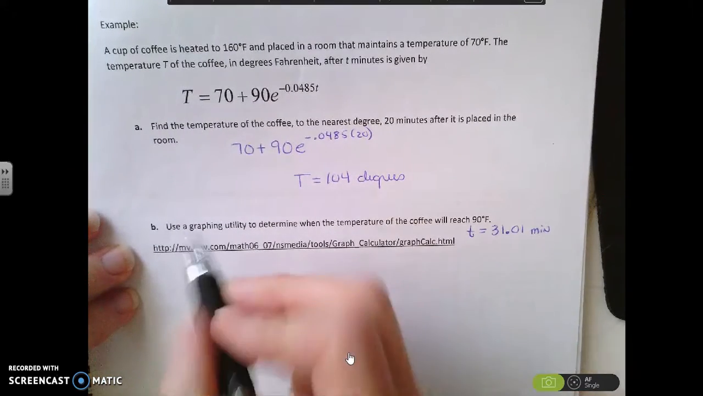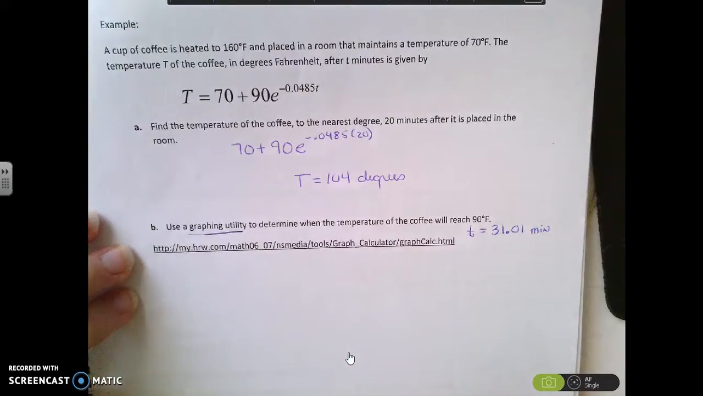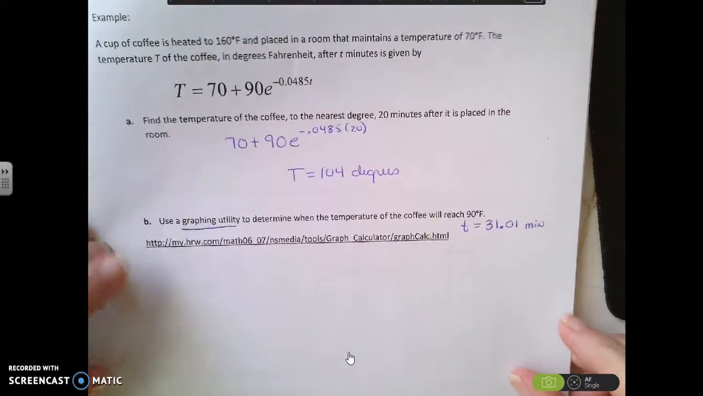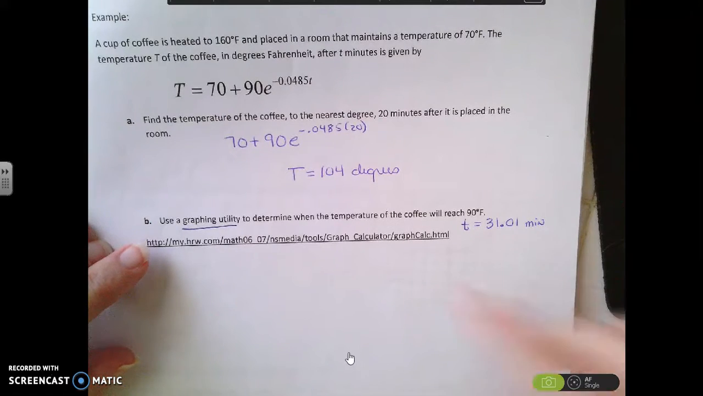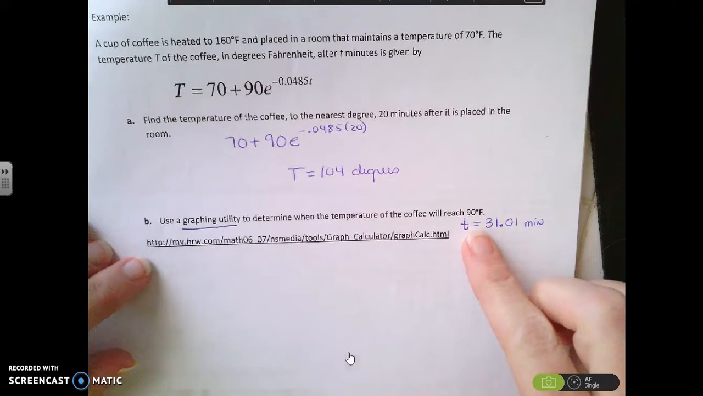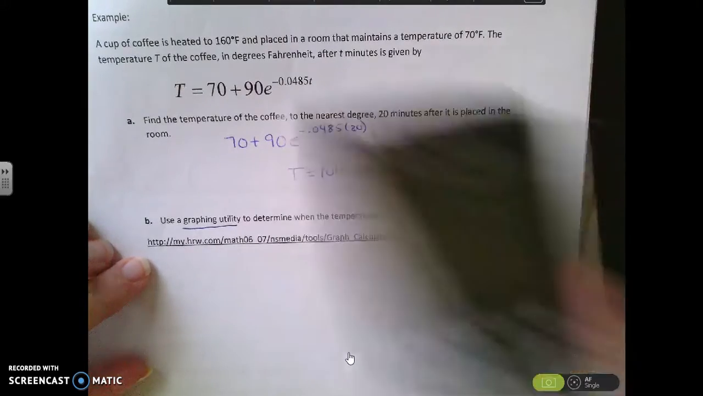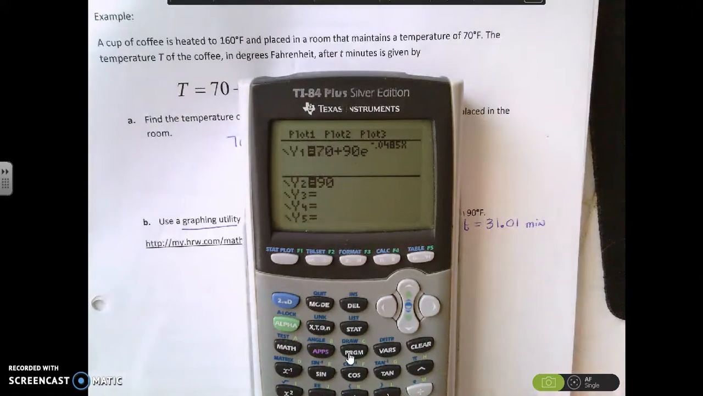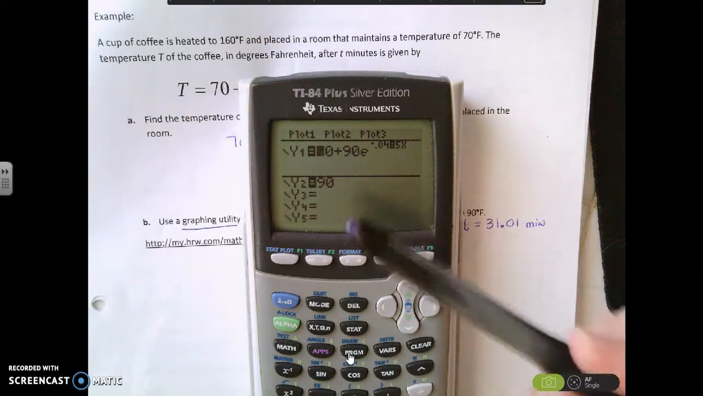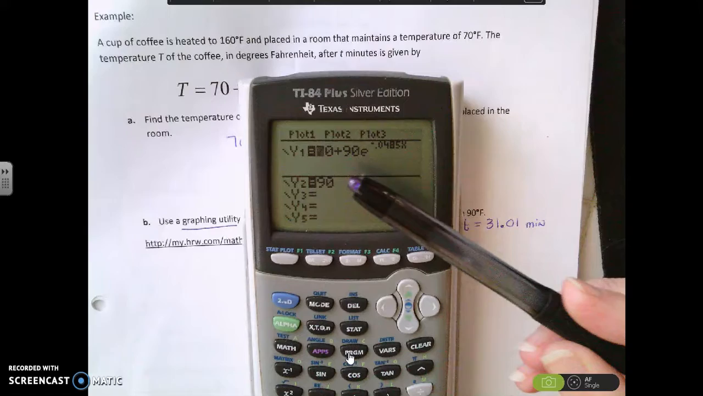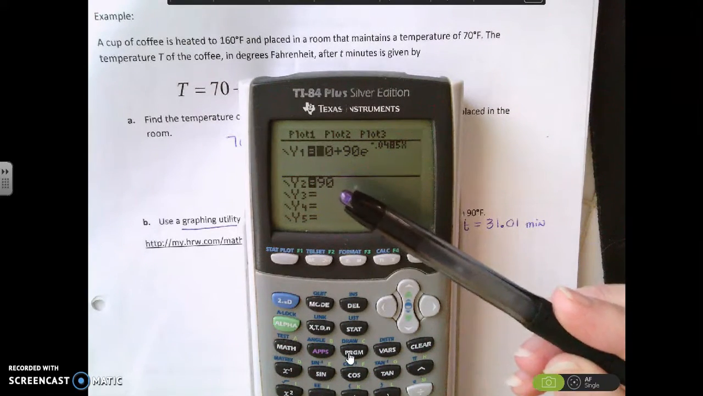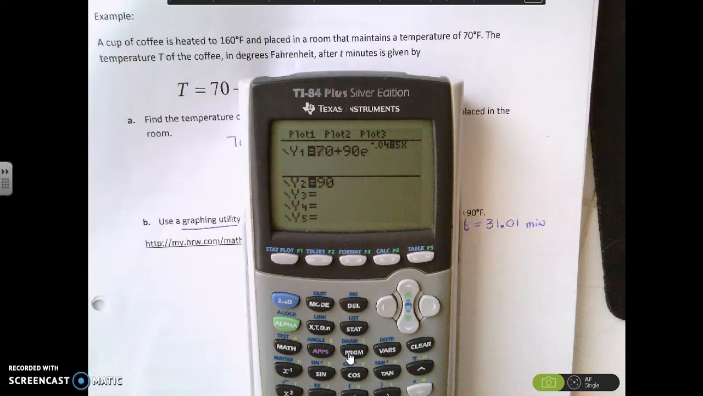Okay, now the next part, and this is what we're going to be getting into more, is how to solve these without a graphing calculator. But right now I'm saying using a graphing utility, figure out when the coffee will reach 90 degrees. So what I want you to do is go to your calculators. You're going to go to y equals. And in your calculator, notice in y1 I put the 70 plus 90e and I put the formula. And in the second equation I put 90. So 90 is the temperature that we are going for. We're trying to figure that out.